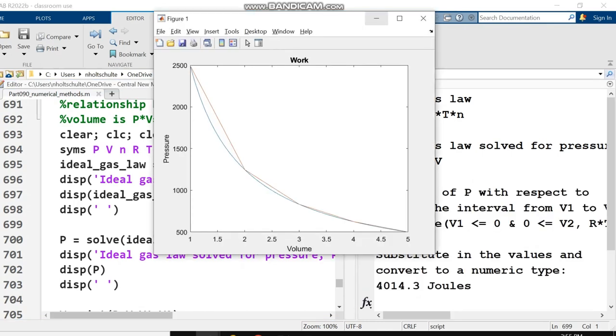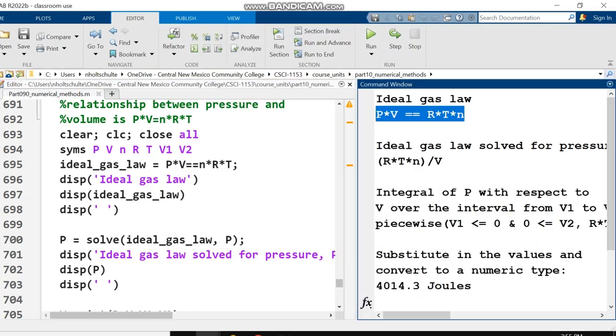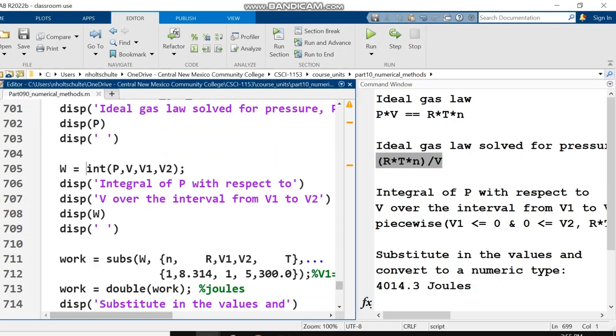Graph pops up, we'll get to that in a little bit. There's our ideal gas law at the top, and there it is solved for P. Scrolling on down a little bit here, we're going to integrate the expression that P equals with respect to V, and then comma V1 comma V2. We're going to substitute in the placeholders V1 and V2 for the lower and upper bounds of integration. So this is even a new thing that we haven't quite seen before, but it's perfectly fine to do. Integrating P with respect to V using V1 and V2 as the lower and upper bounds of integration respectively. And we put that whole result into W, a new variable.